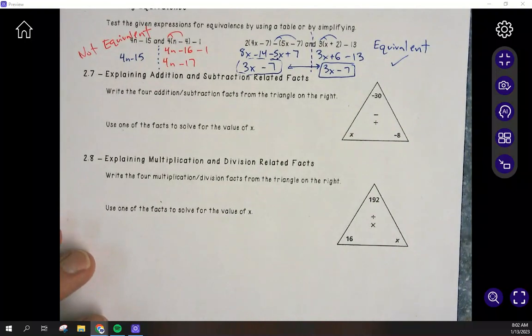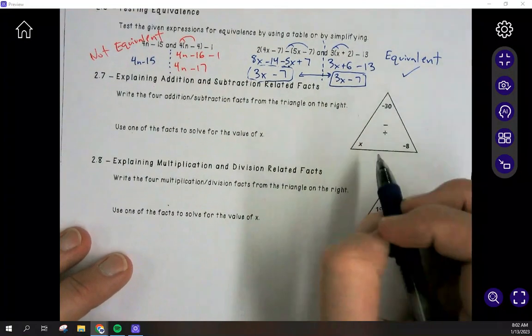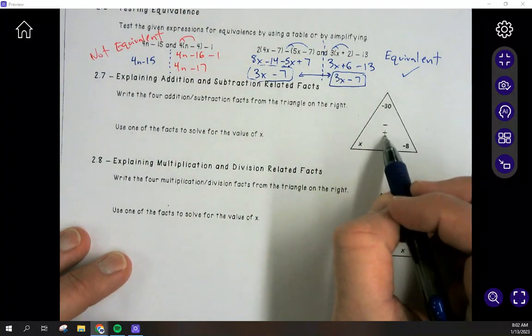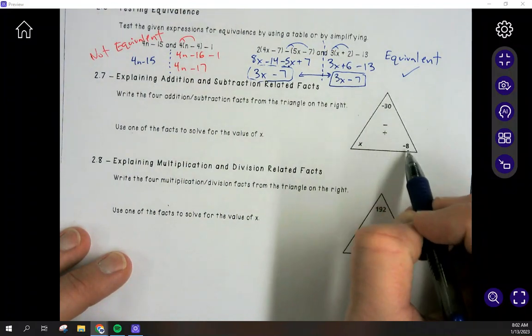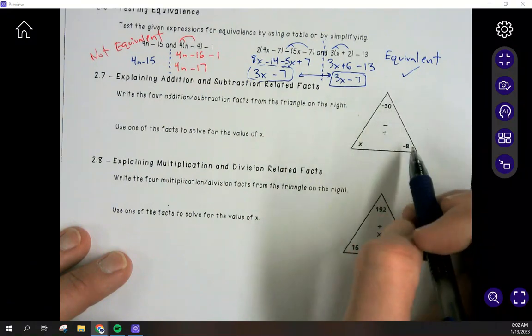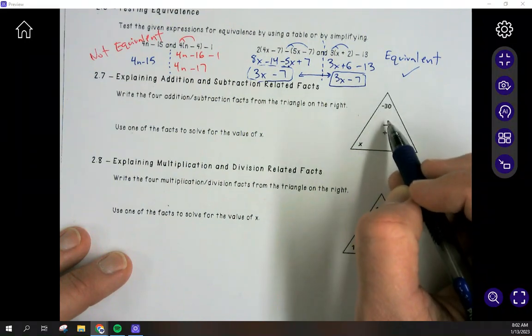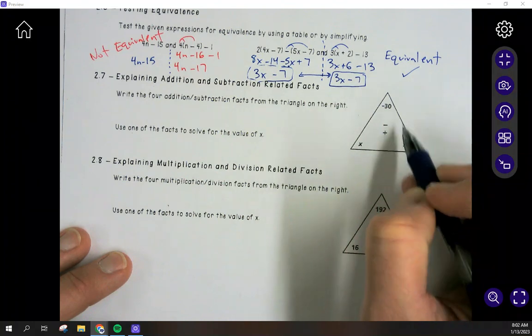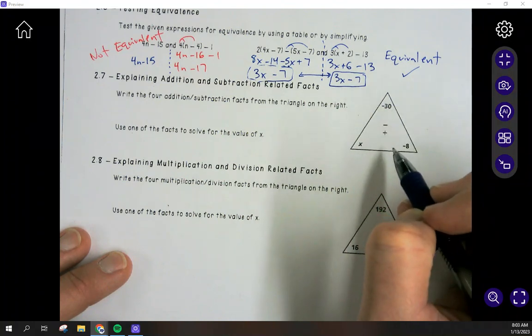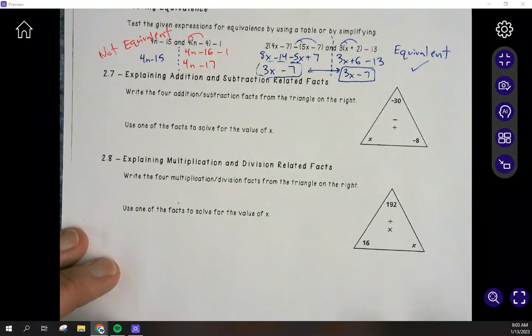All right, and then last but not least, we looked at these number puzzles. And each one of these had 4 ways to read it. You can read it across and then up, and then we're using this sign right here. So x plus negative 8 equals this one, or this way, negative 8 plus x equals. Or you read it down, starting with negative 30, and then you're going to use this one, negative 30 minus x equals negative 8, negative 30 minus negative 8 equals x. So we're going to write the 4 facts that I basically just spelled out for you, and then we're going to use the best one to help us solve for x.